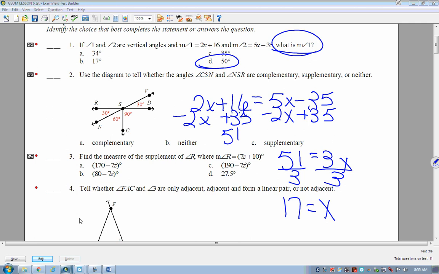Okay? That's probably as far as I want to go. We went about 5 minutes longer than I wanted to, but you get a start on your homework. Okay? Complementary, supplementary, vertical angles. Those are the big things to get here.